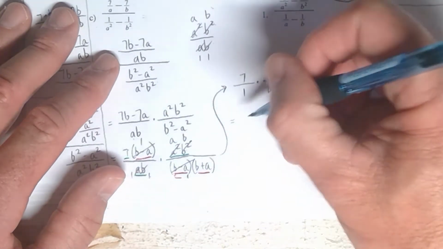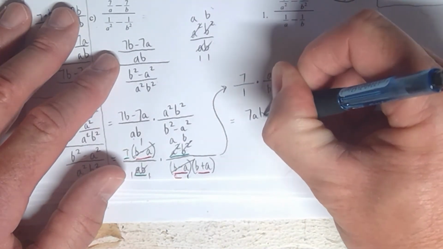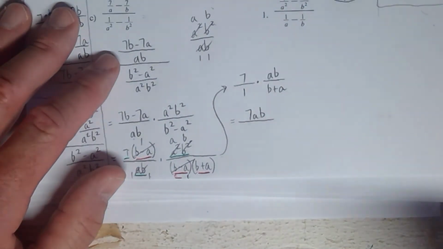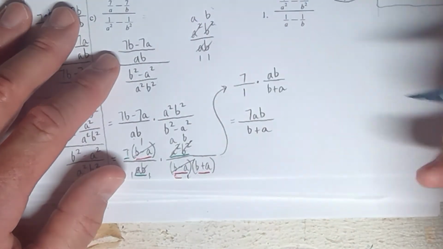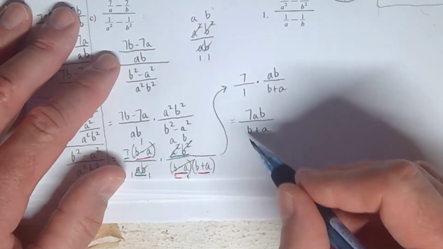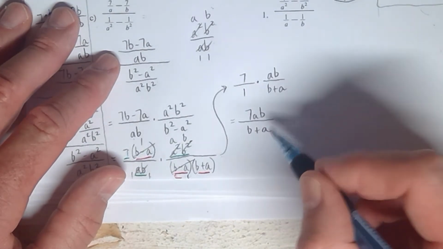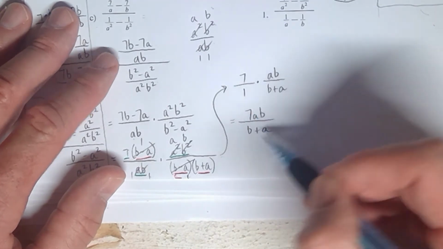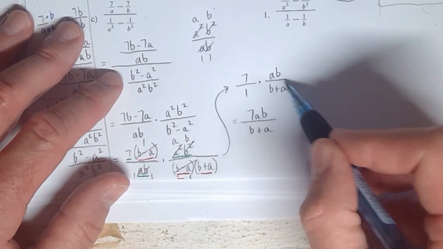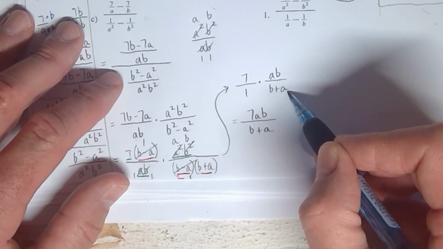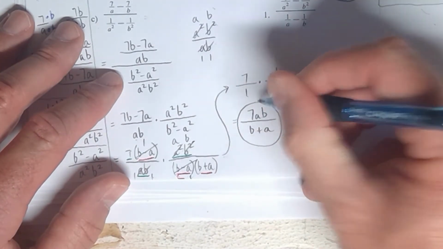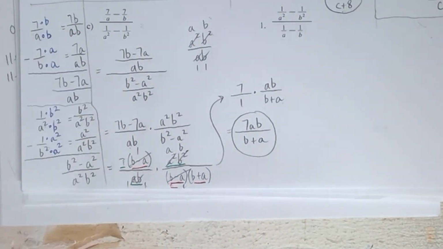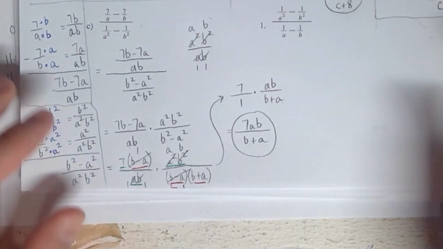Final answer here, when I multiply these together, 7 times AB is 7AB. And 1 times B plus A. Again, when you're multiplying a denominator times 1, you don't need to put the bracket around that. If the 1 was anything else other than 1, you'd have to take this times, and then you put a bracket around that next to it. But not when it's multiplied by positive 1. And there you go. So that is the two-step process for simplifying a complex fraction.